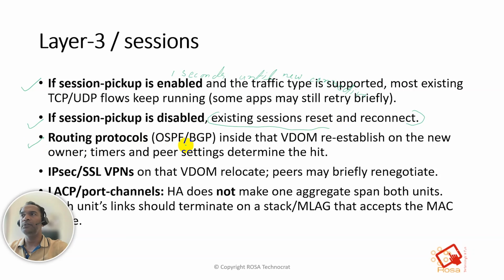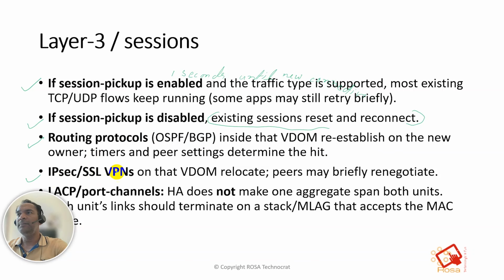Routing protocols, OSPF or BGP inside that VDOM, re-establish on the new owner, and timers and peer settings determine the hit. That means OSPF, BGP and other routing protocols will re-establish their neighborship. So there might be a minor flap on your router neighborship, depending on the timers that are configured for the routing protocols.